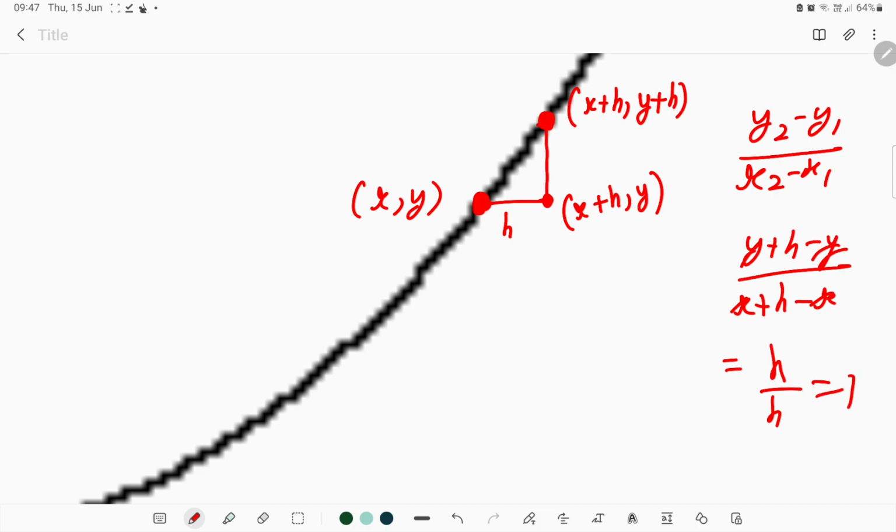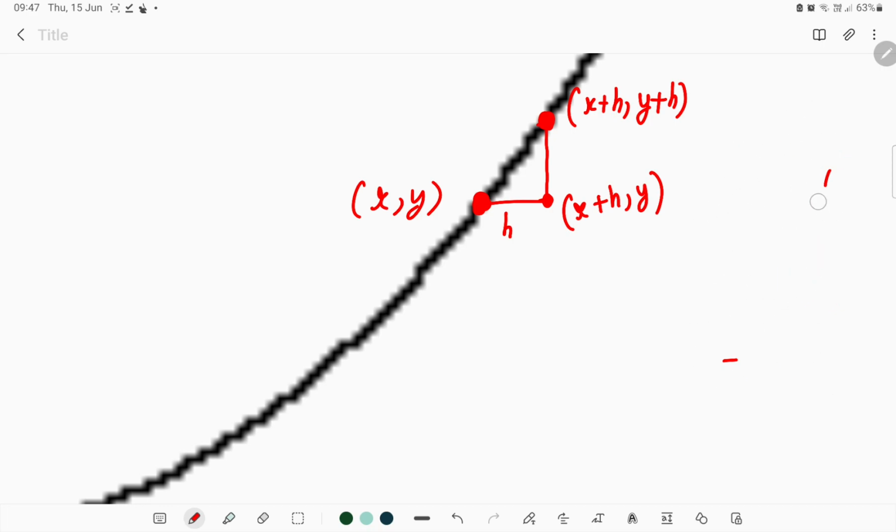Will this be equal to 1? No, it will not be equal to 1. Then why are we getting such an answer? It's because this h is a quantity so small, it's unimaginable. So we cannot cancel this out because this is almost 0, and 0 divided by 0 is not equal to 1. So how are we going to tackle this?